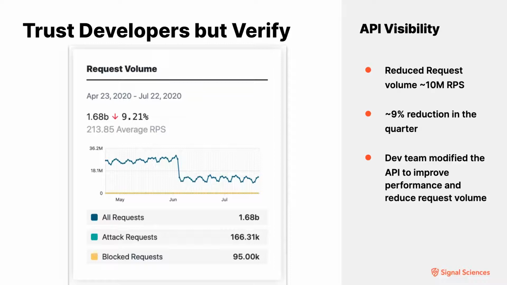The client was able to use our dashboard cards for visibility and track down a noisy API endpoint. The development team took this feedback and modified the API to push rather than pull data, reducing the request volume by 9% in the quarter.